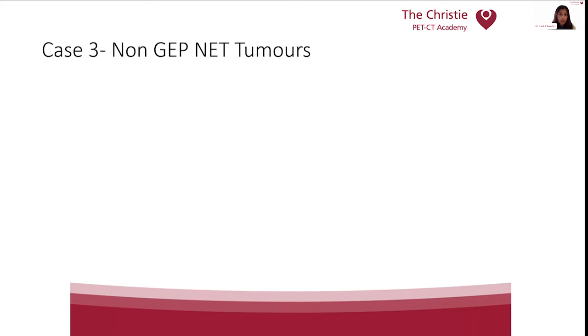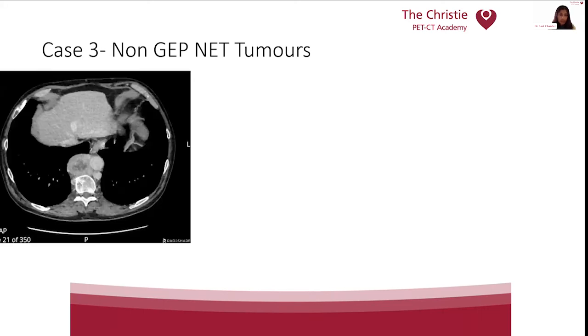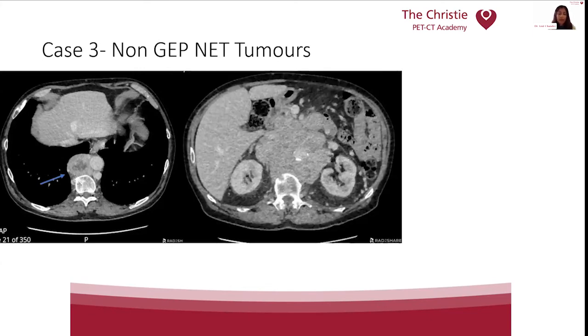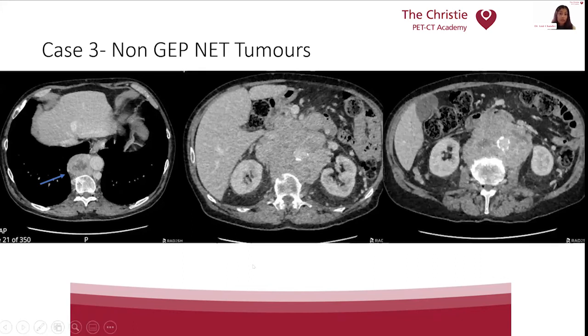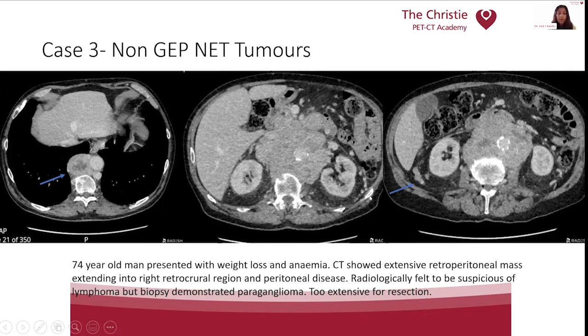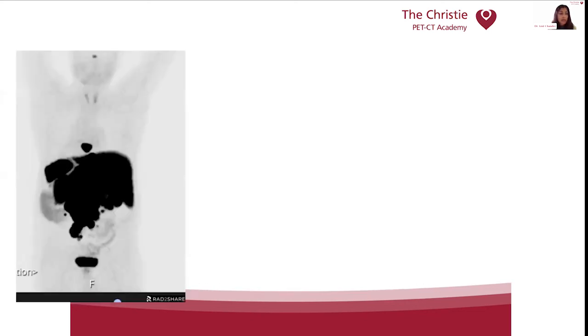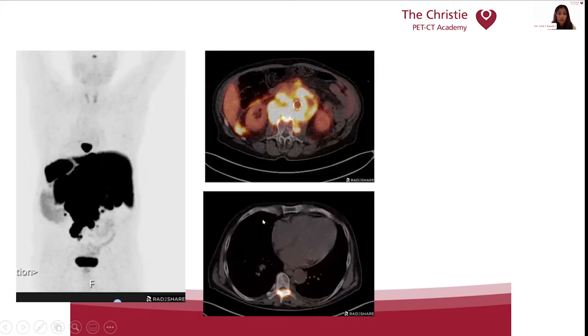So lastly, non-GEP-NET tumours. A patient who has a CT with quite bulky conglomerate masses, and this was felt to be lymphoma initially on radiological imaging, also peritoneal nodules. But biopsy demonstrated a paraganglioma, and it was too extensive for resection, and there was metastatic disease also. A gallium PET CT was performed, and here you can see that it is tracer positive, and some axial fused images which further demonstrate that this bone metastasis was essentially occult on CT again.